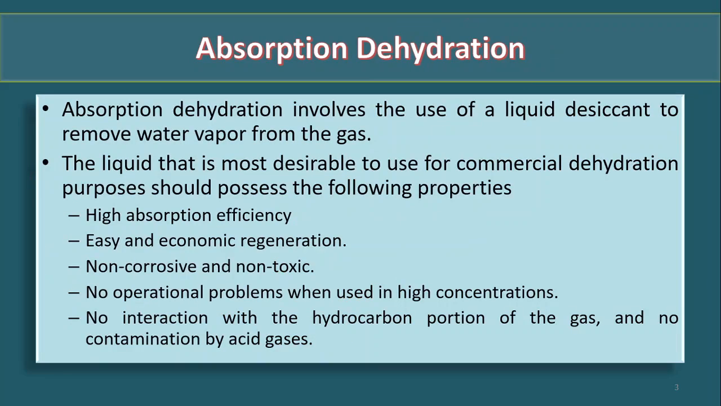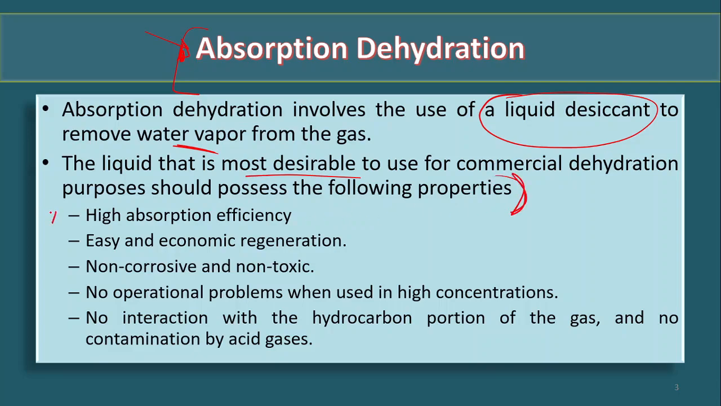Now come to the first one, a very common one, that is the absorption process. Absorption dehydration involves the liquid desiccant. We have to use a solvent to remove the water vapor from the natural gas. That is the basic thing. Now the liquid, or you can say the solvent that we need, what properties should it have? The liquid that is most desirable for a commercial dehydration process should have the following properties.